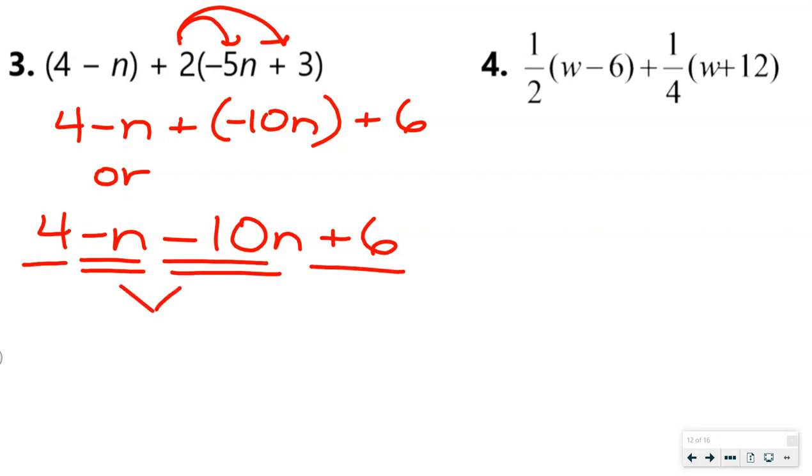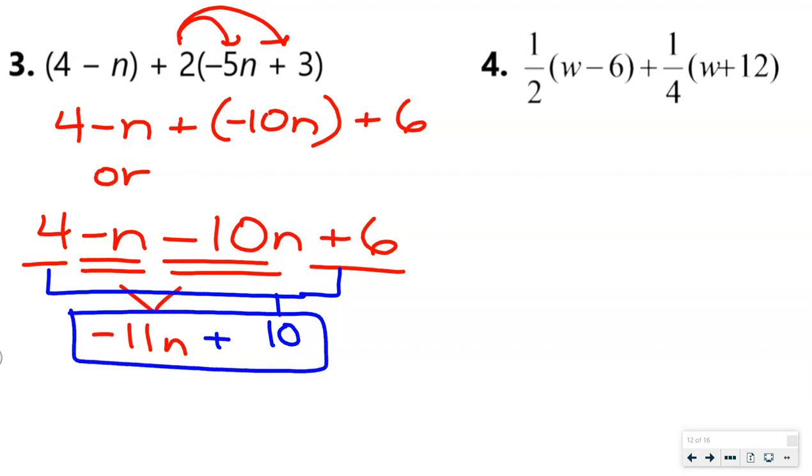Negative 1n minus 10n is negative 11n, right? And if we bring the 4 and 6 together, that's 10. So together, it's negative 11n plus 10.